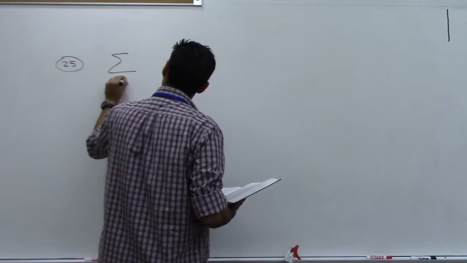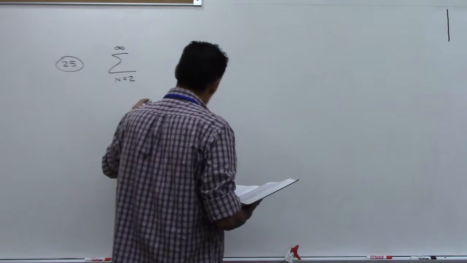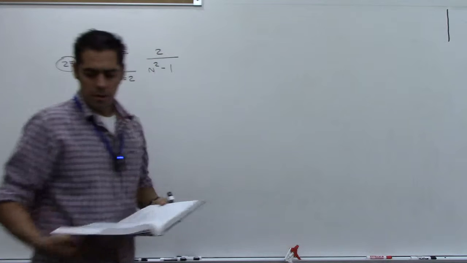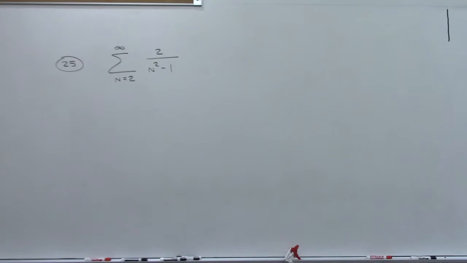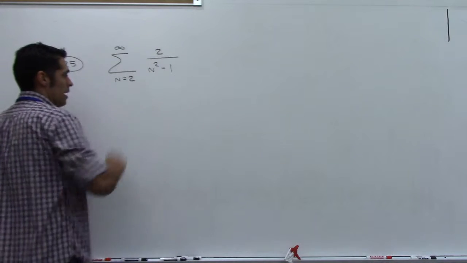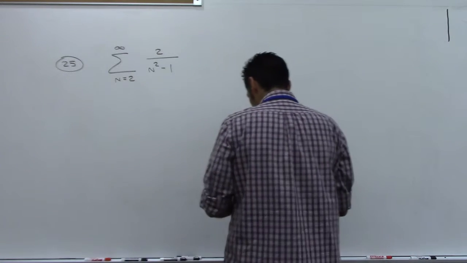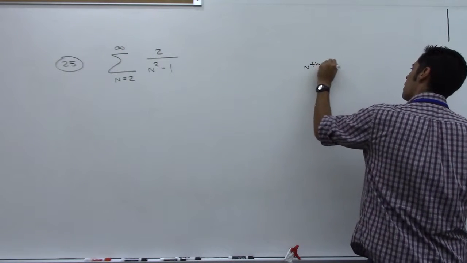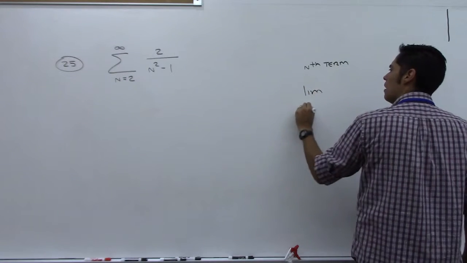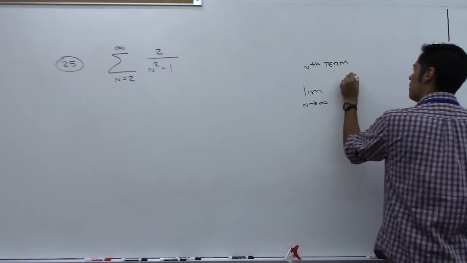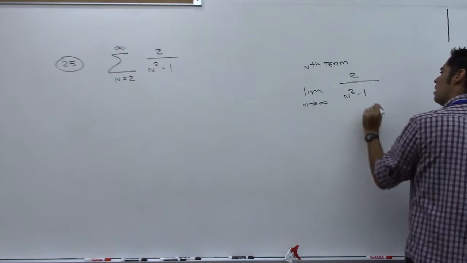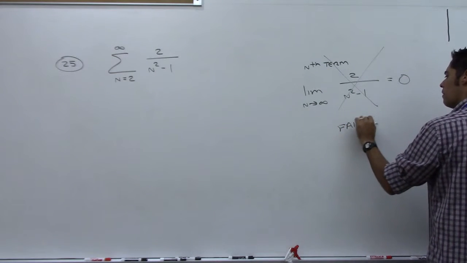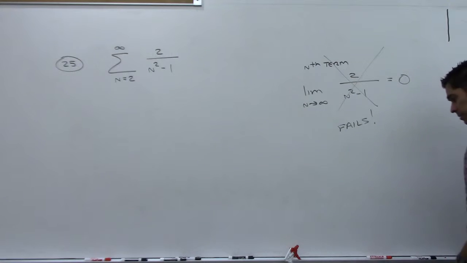Sum n equals 2 to infinity of 2 over n squared minus 1. All right, so we take a look at this. It's not geometric because I don't have a number to the power n. If I try my nth term test on this, okay, so let me try the nth term. Limit n goes to infinity of 2 over n squared minus 1. This goes to 0, so this test fails. And so I've got to figure out something else.